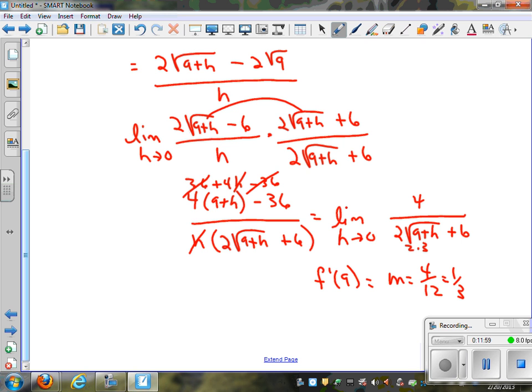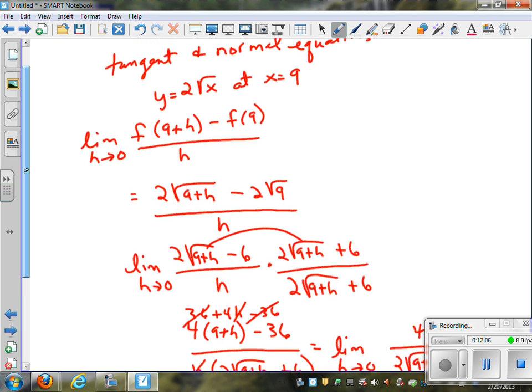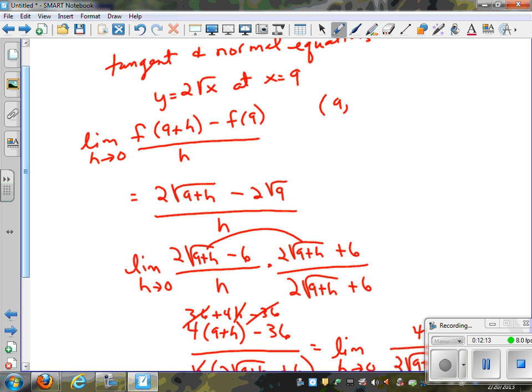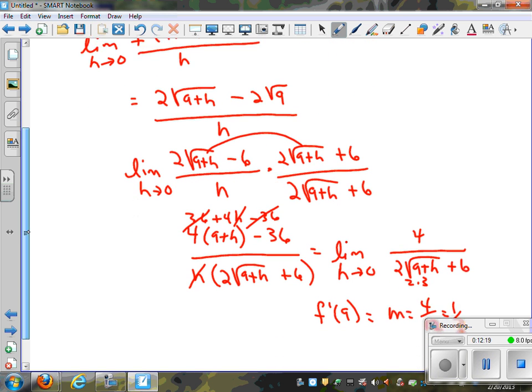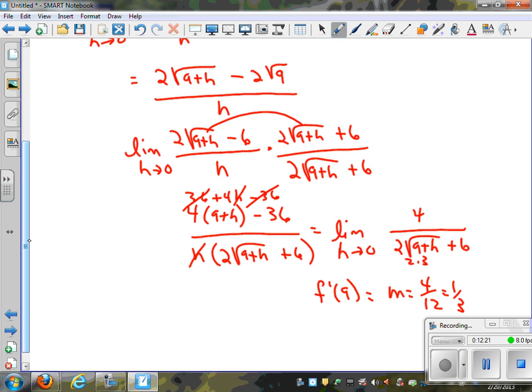So then could you write your equation of your line? The only thing is we need what? Y. You know your point. So x is 9, and then 2 times the square root of 9 is 6. And we know our slope is 1/3. So you would use the point (9, 6). And I probably don't need to do this again. So then you'd write your equation with that. And then what slope would you use for the normal?